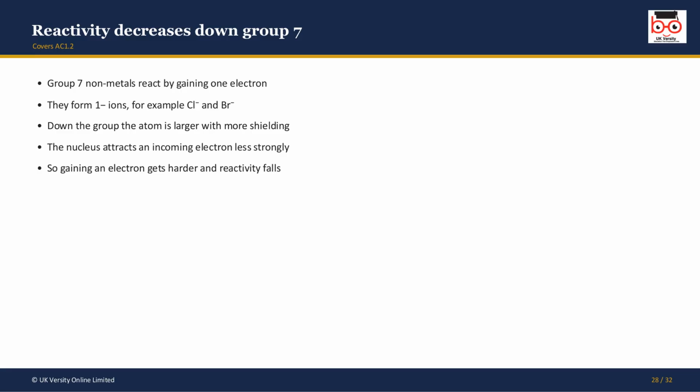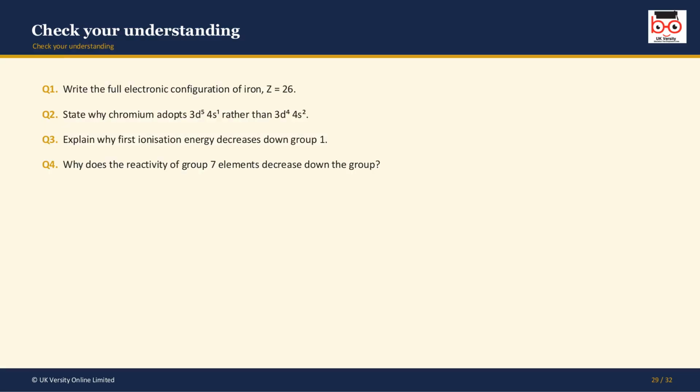Group 7 works the other way. These non-metals react by gaining an electron, forming 1- ions like chloride and bromide. As you go down the group, the atom gets larger and there's more shielding, so the nucleus attracts an incoming electron less strongly. That makes gaining an electron harder, and so reactivity falls as you descend the group, the opposite trend to the metals. Time to check your understanding again.